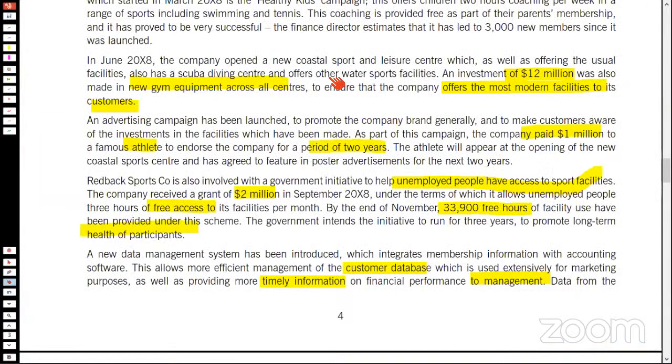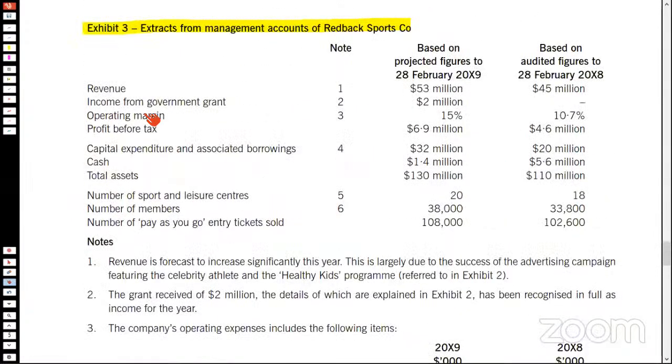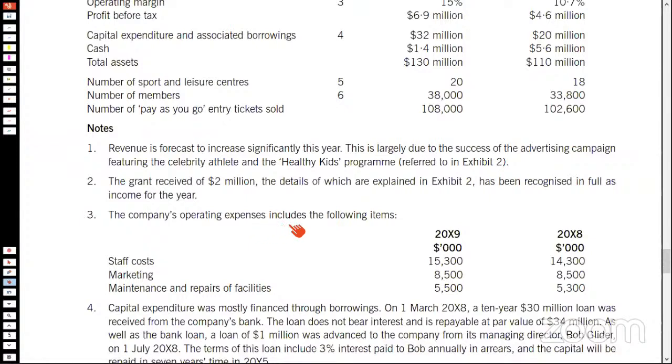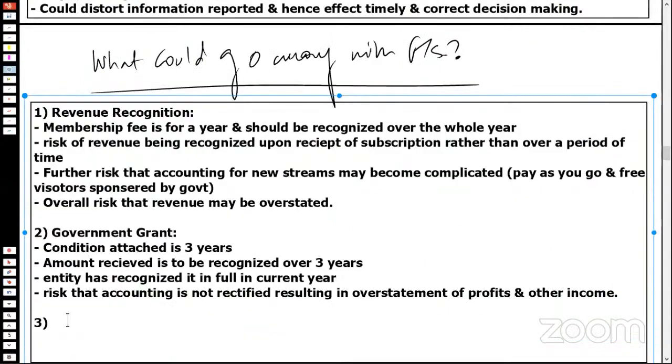Next, the next point is the operating profit margin, which was 10.7% and is 15% right now. The company's operating expenses include the following. The staff costs are expected to increase. The marketing, it says, is the same. The maintenance and repair of facilities is the same. Okay, now see. What happens is that the operating expenses, staff cost is projected to increase.